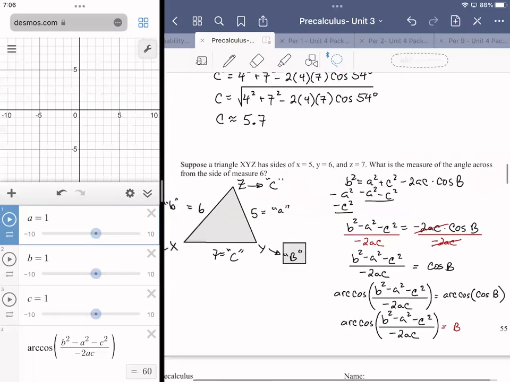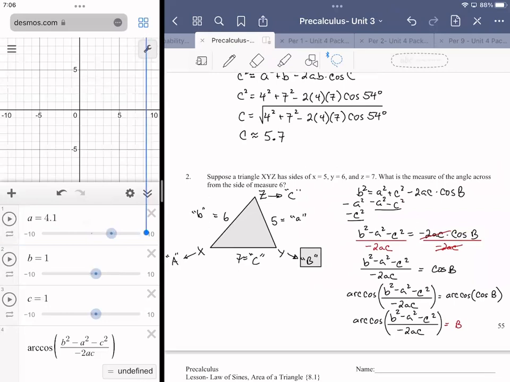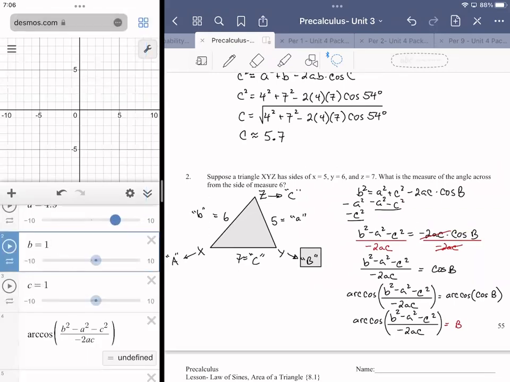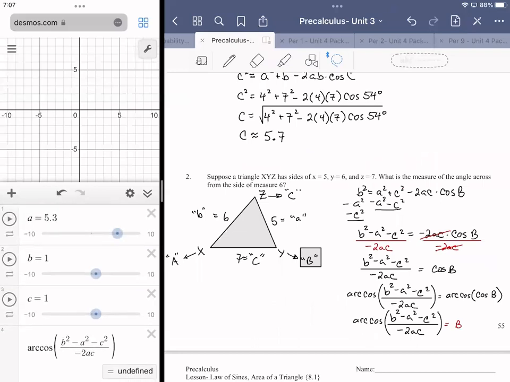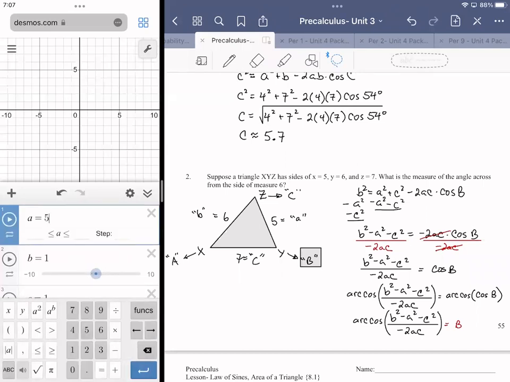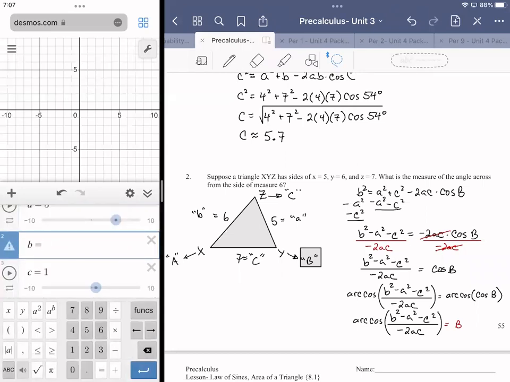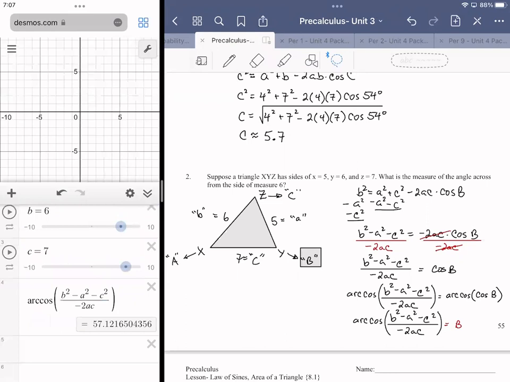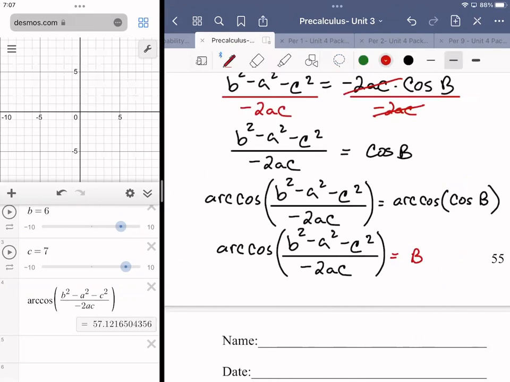The values that are important here are the A value of 5, the B value of 6, and the C value of 7. All right. And so it'll spit out the answer. So it'll say B is approximately 57.1 degrees.